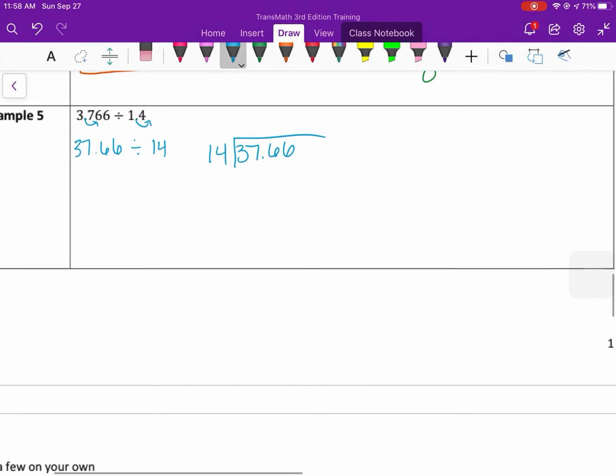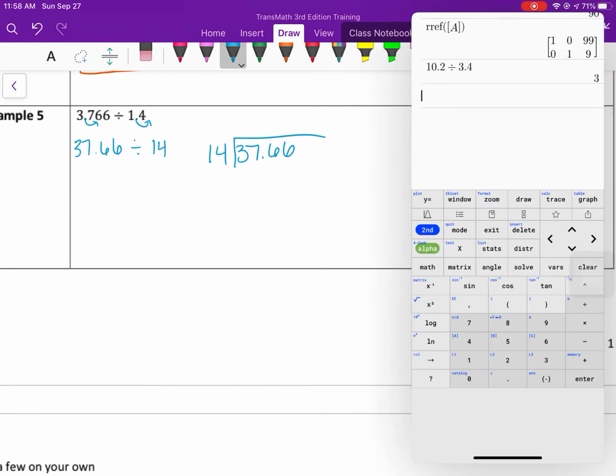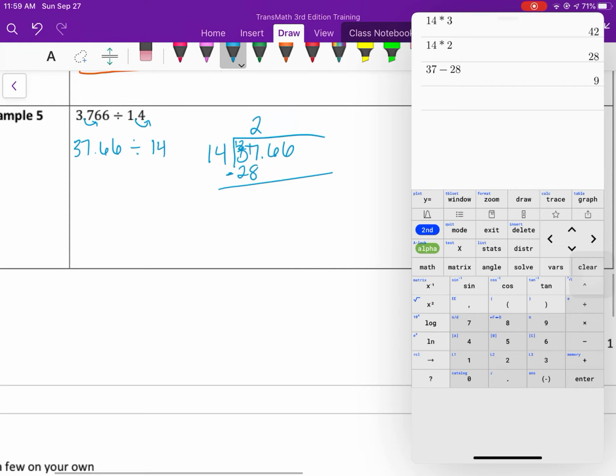37.66 divided by 14. And we got to figure out how many times 14 goes into 37. So let's see, 14 times 3 is 42, so that's too many. So 14 times 2 is 28. So it only fits in there 2 times, 28. Let's subtract that. 37 minus 28 is 9. So we'd have to borrow if we did it by hand. So it would be 17 minus 8, so it's 9. Then bring down a 6.